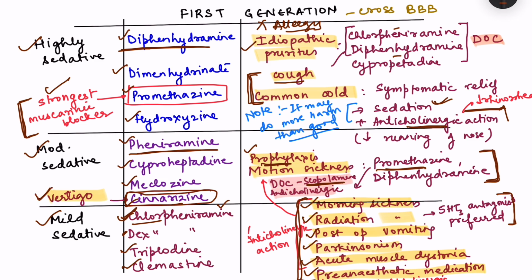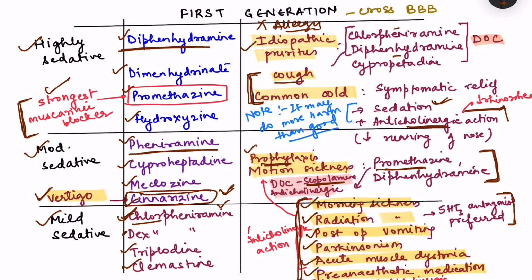What is vertigo? Vertigo is a sense of rotation. It is just a perception of rotation because your vestibular system is not getting your motion of the head, your acceleration, deceleration properly. So the person has a feeling of rotation of the world, that is vertigo. Okay, and again, due to both its antihistaminic and anticholinergic action, cinnarizine can be used, right?